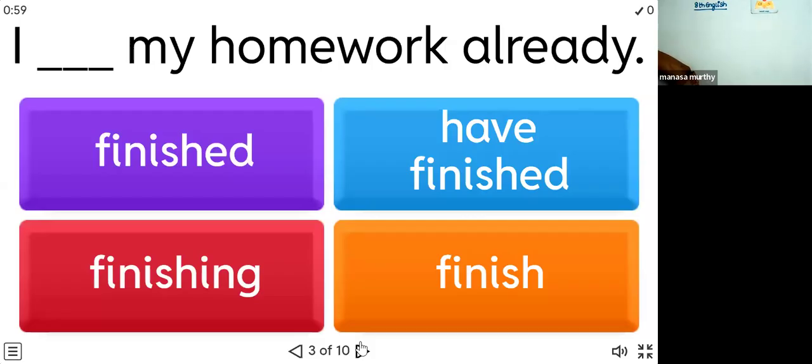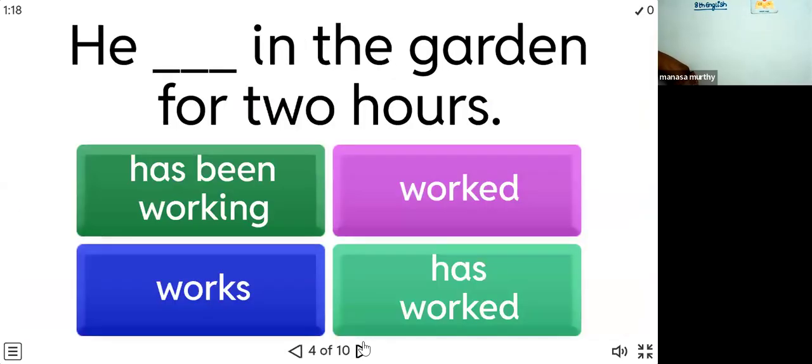I dashed my homework already. I have already finished my homework. I finished my homework already. I have finished. Finishing, finish. Which option would be the right one? Already. This word is to be made a note of. With this, you'll be able to identify whether it is simple present, continuous, perfect or perfect continuous.